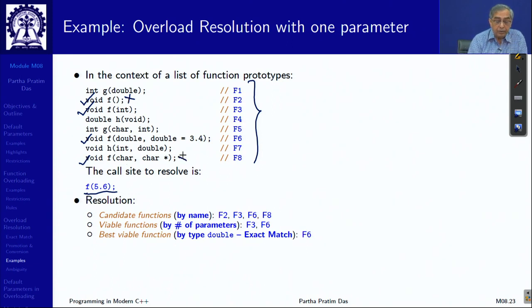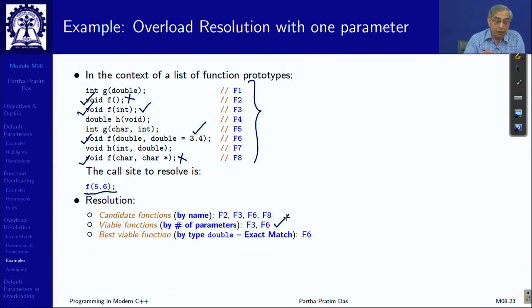This also goes out because it needs 2 parameters. This will be valid, it has 1 parameter. This will also be valid because though it takes 2 parameters, the second parameter can be defaulted. So, I can call it with 1 parameter. So, what remains from this is f 3 and f 6.